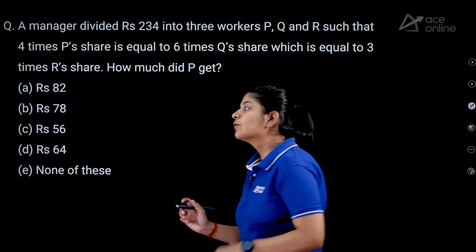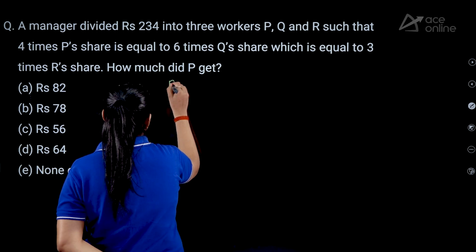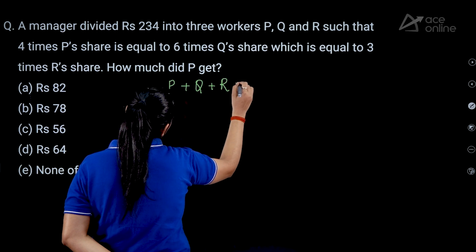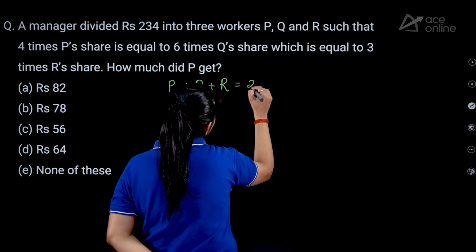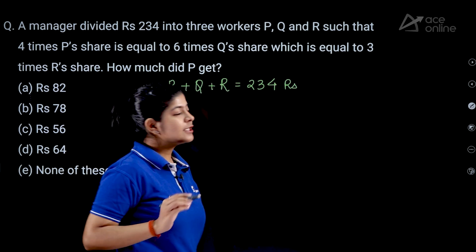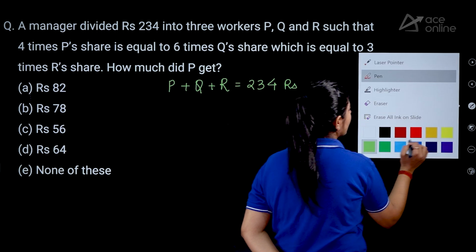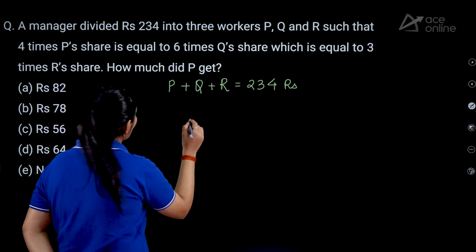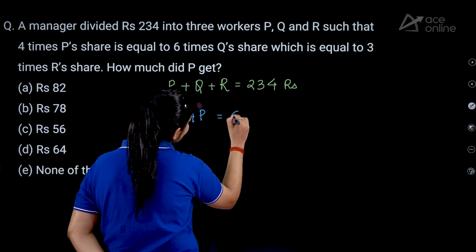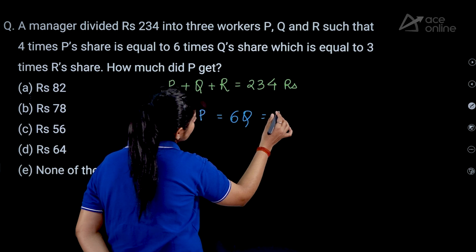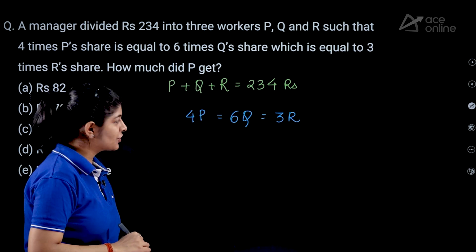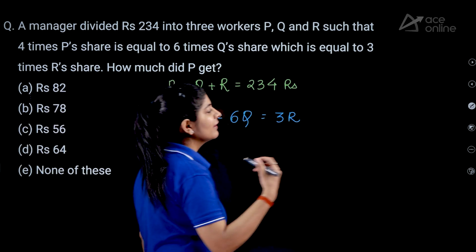So ultimately the question says that the total amount these three people, P, Q and R, in combined they are getting 234 rupees. But the question says that 4 times of what P is getting is equal to 6 times of what Q is getting, is equal to 3 times of what R is getting. So here we are having an equation, but from that we have to retrieve our ratio.